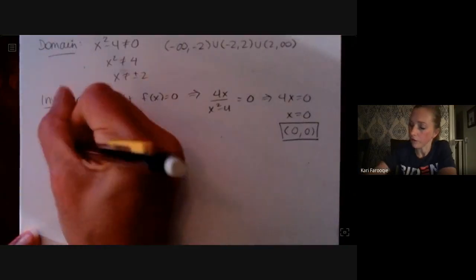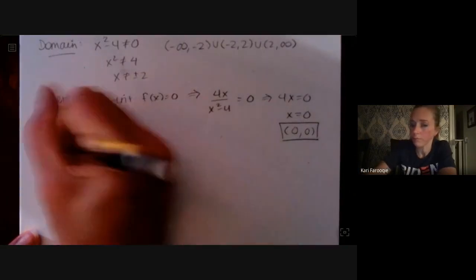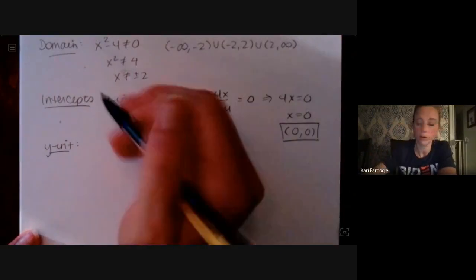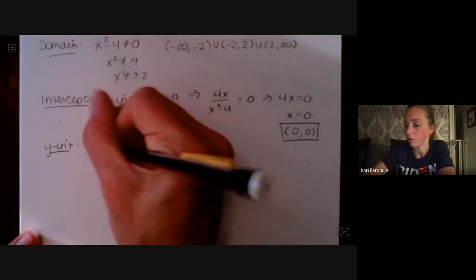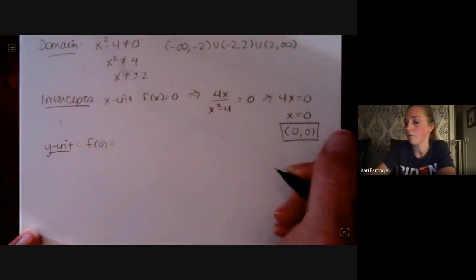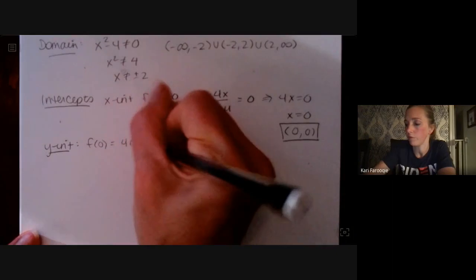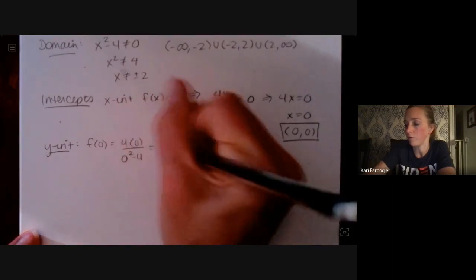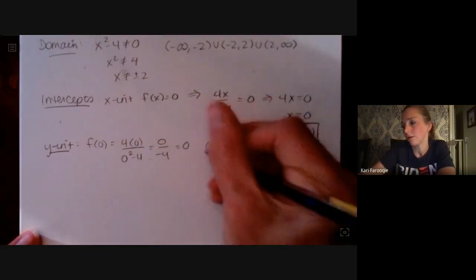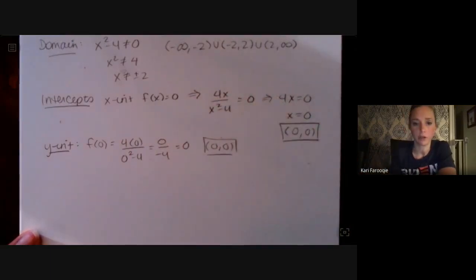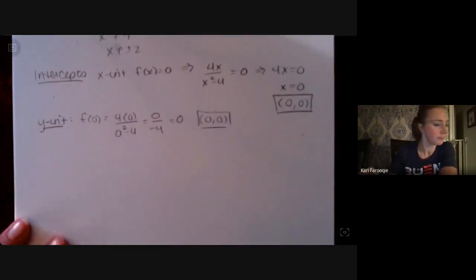For your y-intercept, we're going to let x be 0. To find the y-intercept, let x be 0. That means we're finding f of 0. F of 0 is 4 times 0 divided by 0 squared minus 4, which is 0 over negative 4, which is 0. So again, you're just getting this point 0, 0. Not too exciting. Sometimes you'll get some good information there. Other times, nothing too exciting. That's okay.